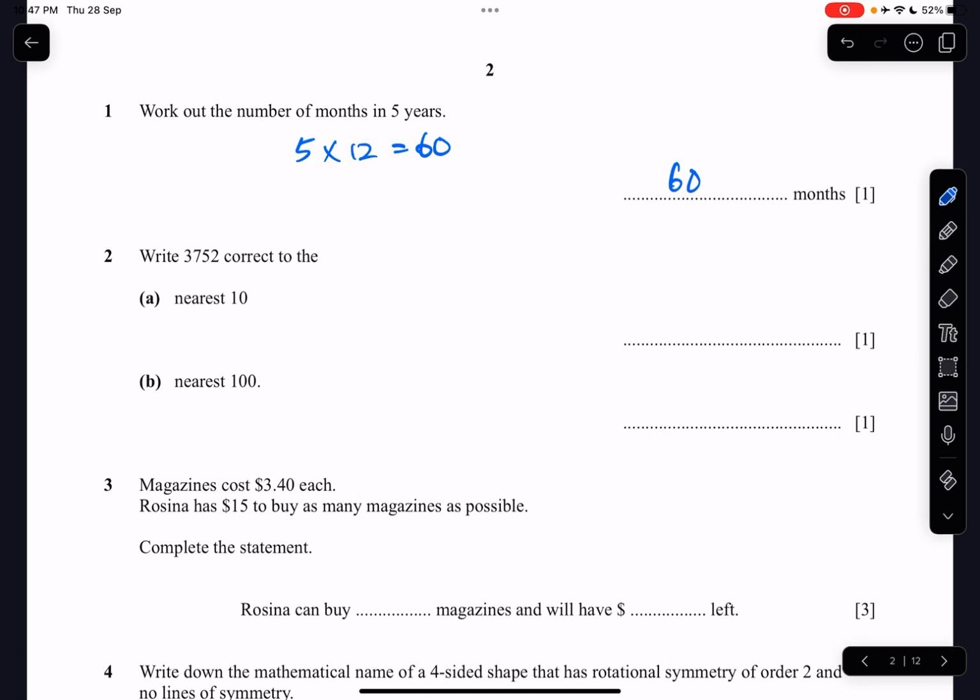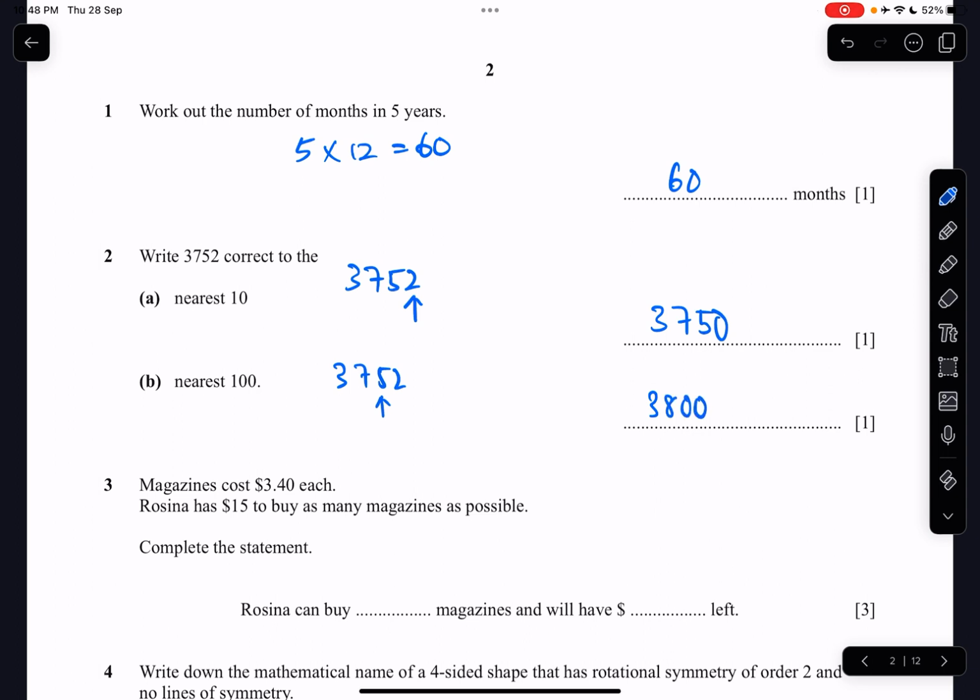Okay, next, write 3752 correct to the nearest tens. So when it's 3752, we look at the ones place. Since this is less than 5, we'll round down. So we'll have the answer as 3750. So when it's 3752 to the nearest 100, we look at the tens place. Since this is 5, then we'll have to round up to the previous number. So it will be 3800 instead.